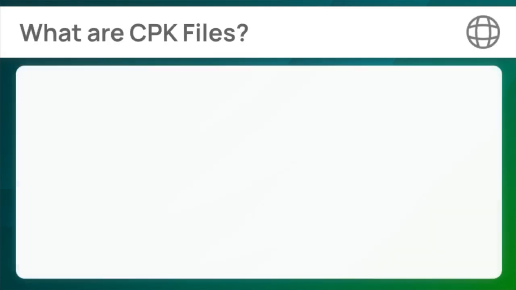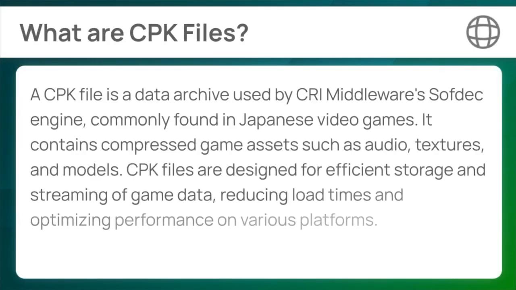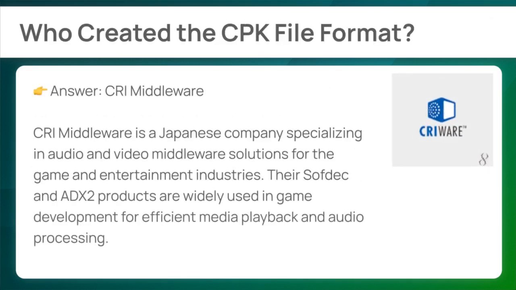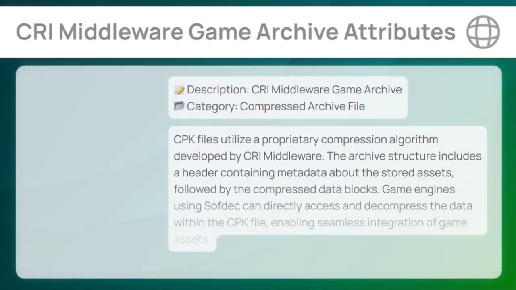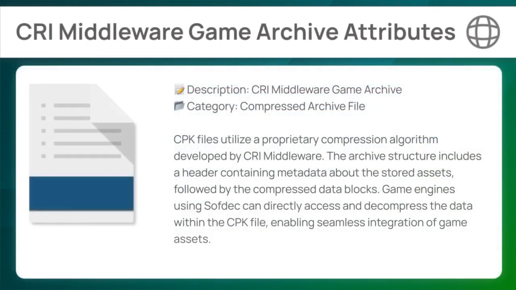A CPK file is a data archive used by CRI Middleware's Sofdec engine, commonly found in Japanese video games. It contains compressed game assets such as audio, textures, and models. CPK files are designed for efficient storage and streaming of game data, reducing load times and optimizing performance on various platforms. CPK files utilize a proprietary compression algorithm developed by CRI Middleware.